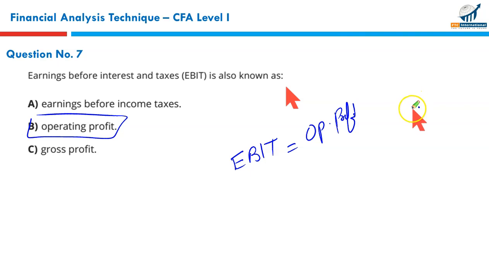Why? Because your operating profit is also adjusted for certain expenses, certain losses, certain gains that are reported outside the business operation. Gain on disposal is not a part of operation. Loss on disposal, right? So they are reported outside operating profit.